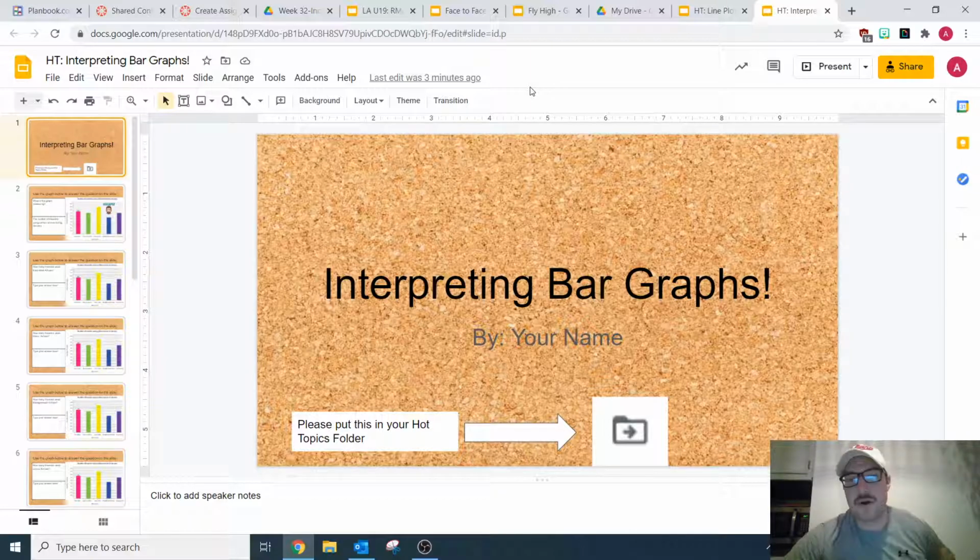So we're going to be looking at a bar graph today. So make sure once you've made a copy of this that you put your name here in the title, and then you put this in your correct folder so that your teacher can find it for you.